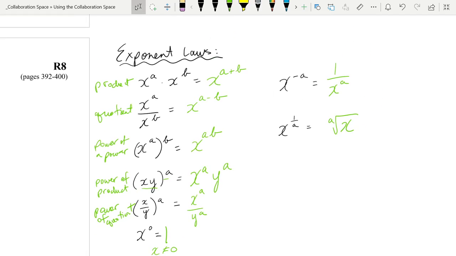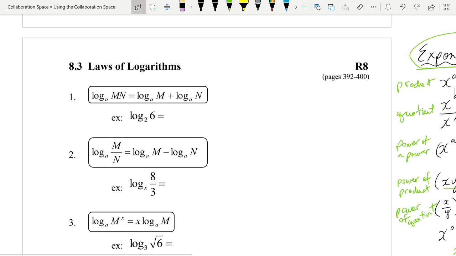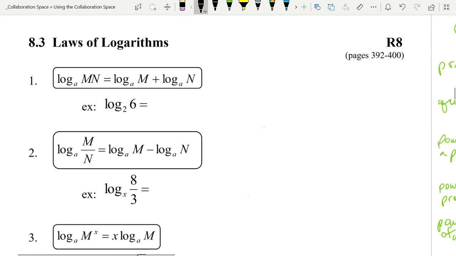Every single one of those has what you could call an inverse of it as a log law. So the log laws are actually based on these exponent laws. Okay, so let's start writing now. Go to 8.3. Put that into black.